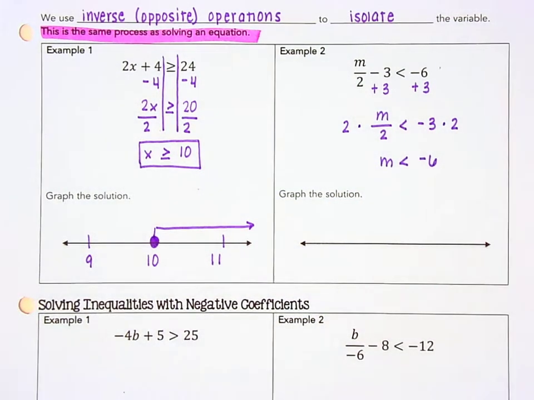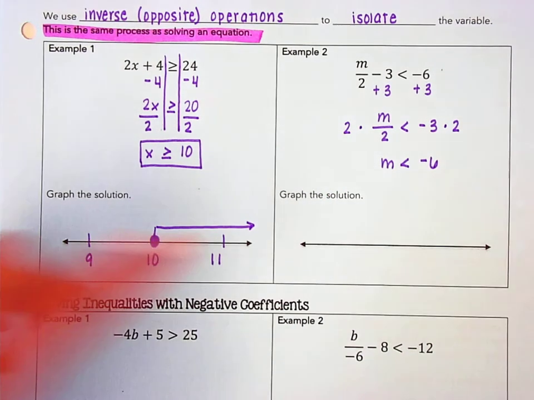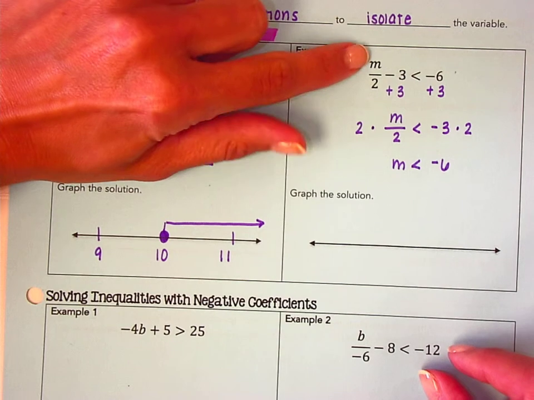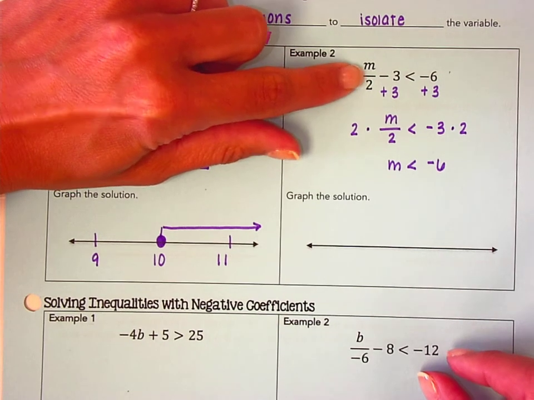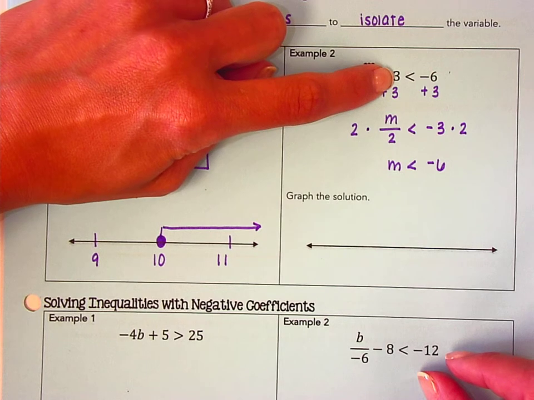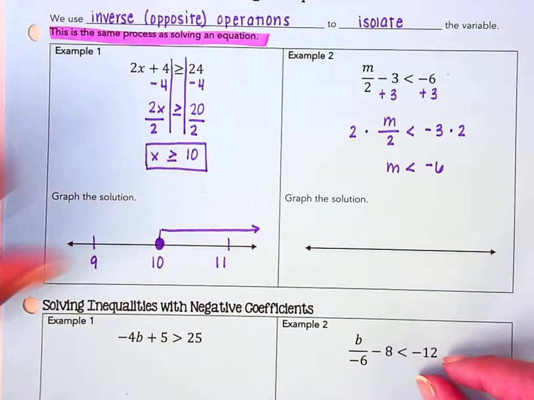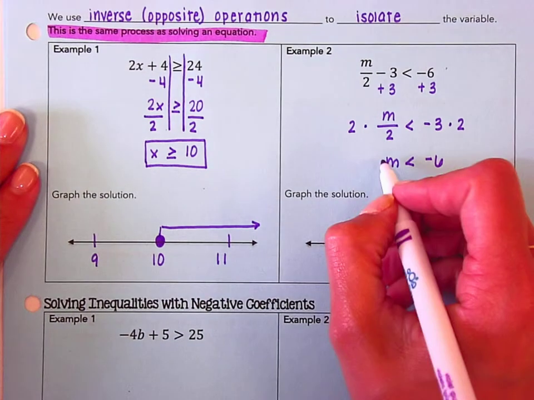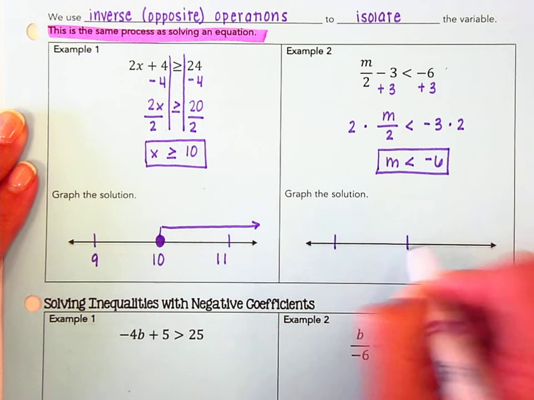We're going to check again, so we need a value less than negative 6, and in this case, negative 10 is less than negative 6. So negative 10 divided by 2, which is negative 5, and negative 5 minus 3 is negative 8, and negative 8 is in fact less than negative 6. So since we know this is our solution, we can go ahead and graph.